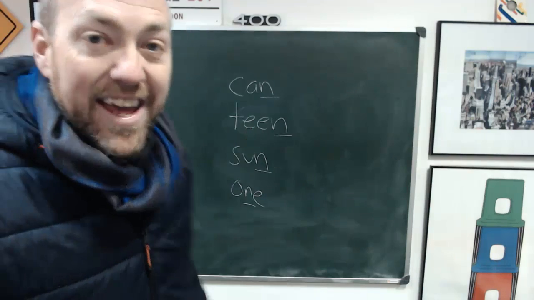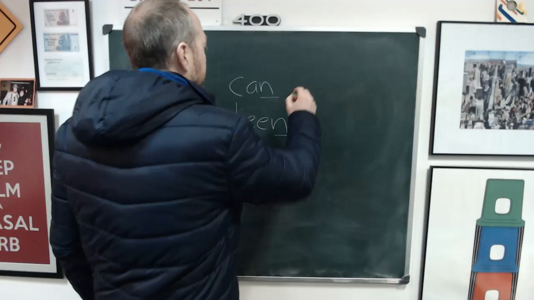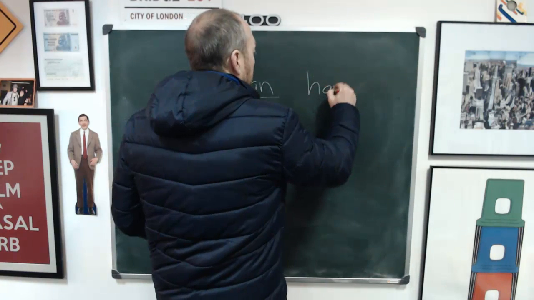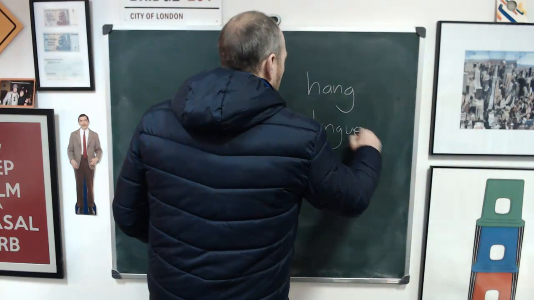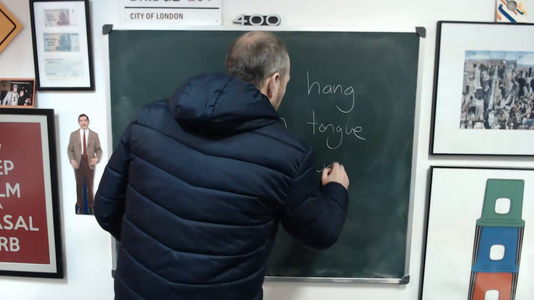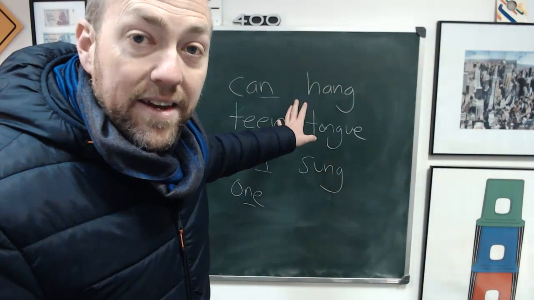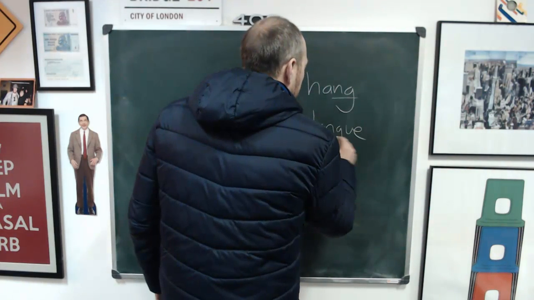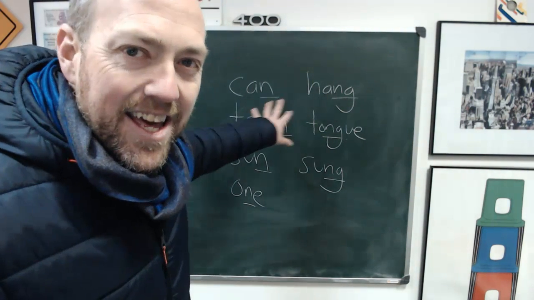Now, what is the difference between this and the NG? Ooh, okay. For example, if we say this, or for example, this, you can see that here we have an NG together, an NG.